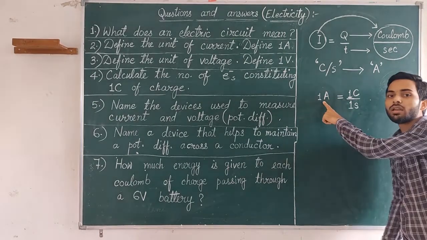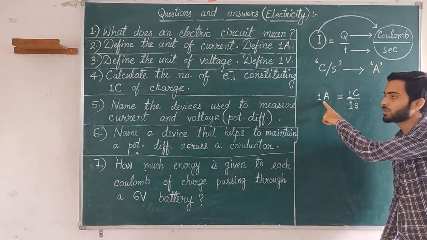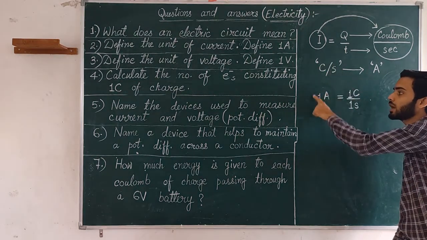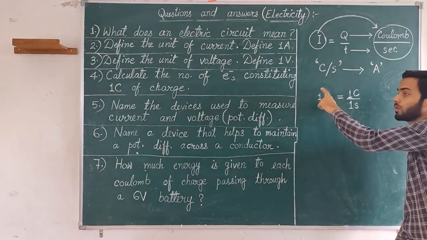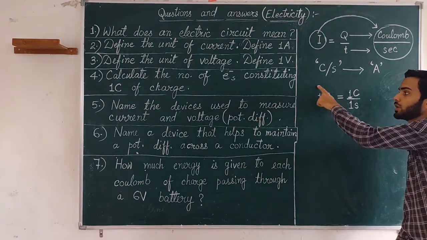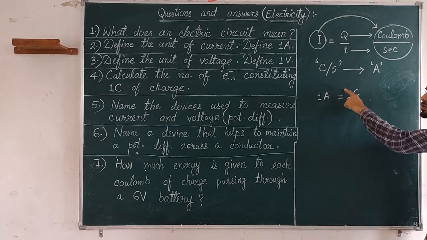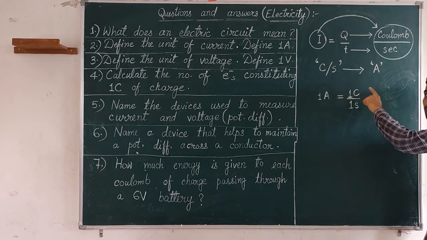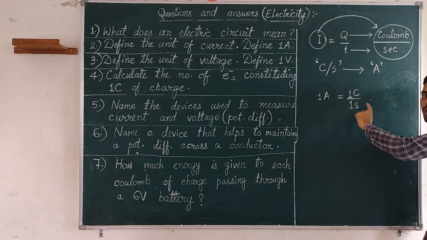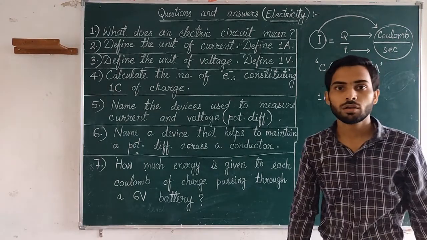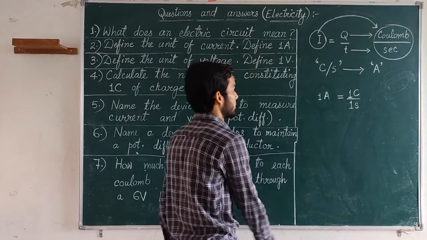1 ampere is current. As you can clearly see, this is written in the place of current. So 1 ampere is the current flowing through a circuit when 1 coulomb of charge flows in 1 second through the circuit. Okay, so I can write the definition of 1 ampere.